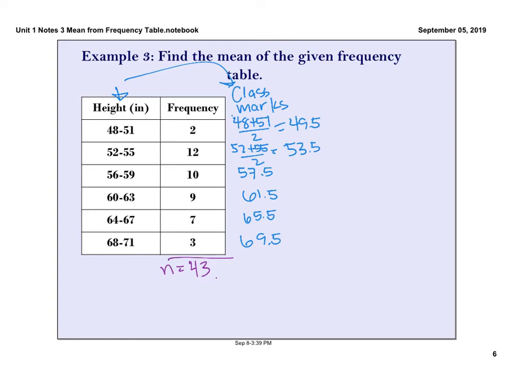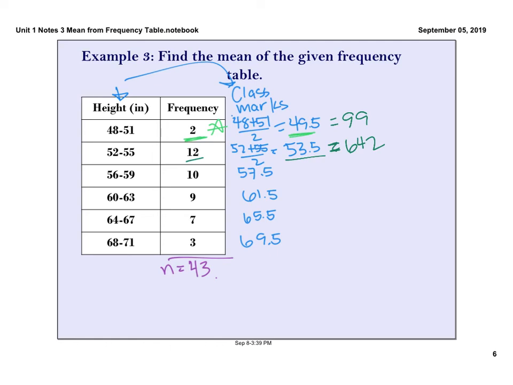All right, so now I've got to do the multiplication. So I need the frequency of 2 times the class mark of 49 and a half. I divided by 2 to get there, so that 48 plus 51, which was 99. I got a number of 99 there. I'm going to switch my green so it's a little bit easier to read for you. So next one down, I'm going to take 12 times 53 and a half, 12 times 53.5, and I end up with 642.